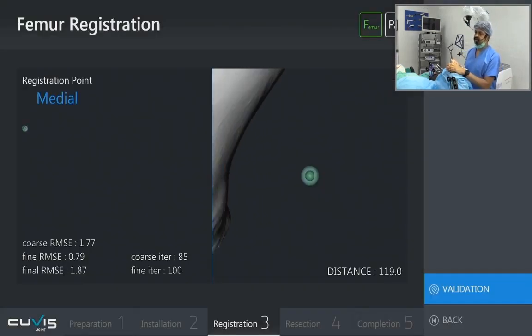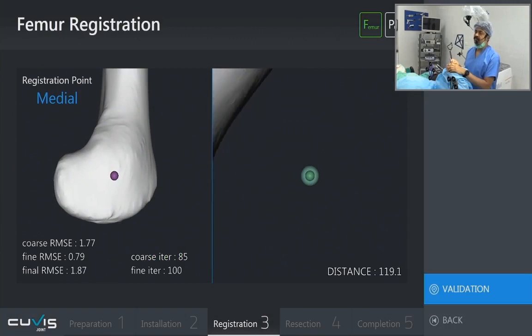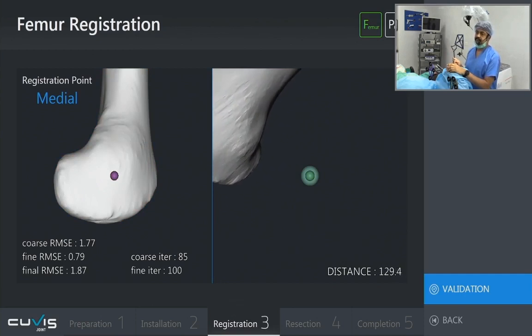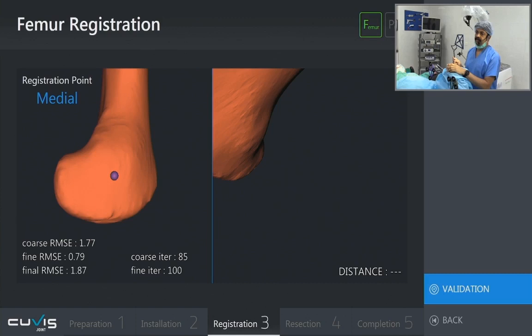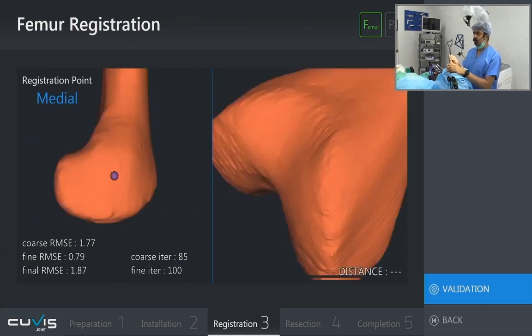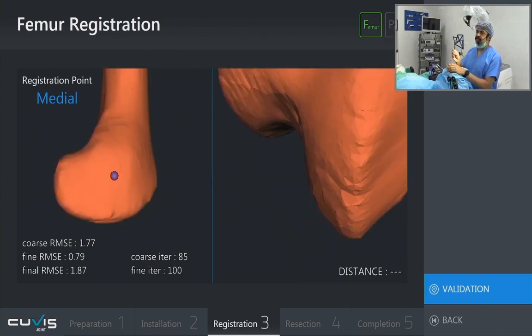The registration is successful. You can find the RMSE is 0.79, and the final RMSE is 1.87, which is a good thing to do. And so this is like a femur medial registration point.